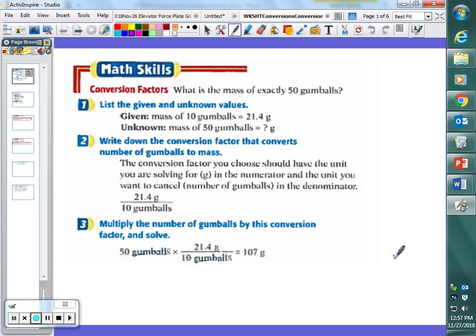So it says, what is the mass of exactly 50 gumballs? First, whenever we're attacking any problem, what's the first thing we should do? What's the first step of the scientific method? Ask a question. That's the first step we need to do here. What's the question we're trying to answer here? What is the mass, right? So here, our question is, we're trying to find out how many grams does 50 gumballs weigh. Okay? That's the question we're trying to answer.